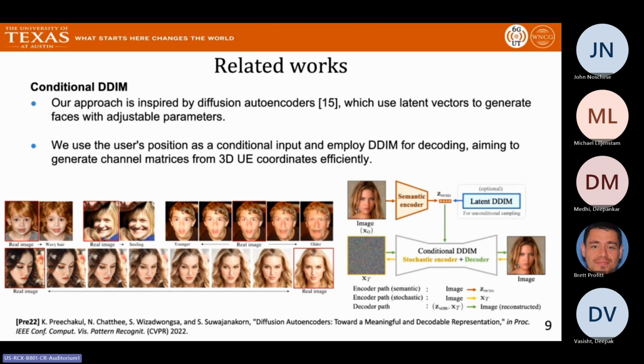So in our case, this becomes a little bit different, and it's easier to understand. Instead of putting in the latent vector, we're directly putting the user's position information there. It goes into the conditional input, just like that latent vector, to generate the channel matrices to boost the data set.